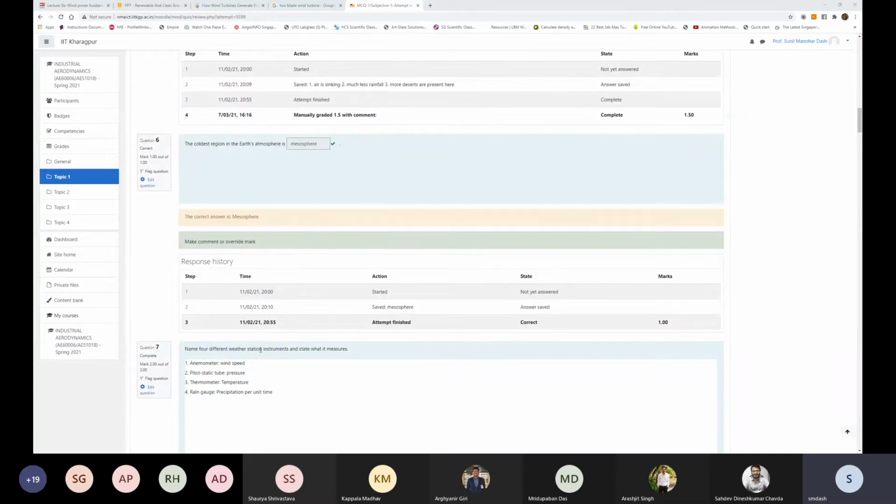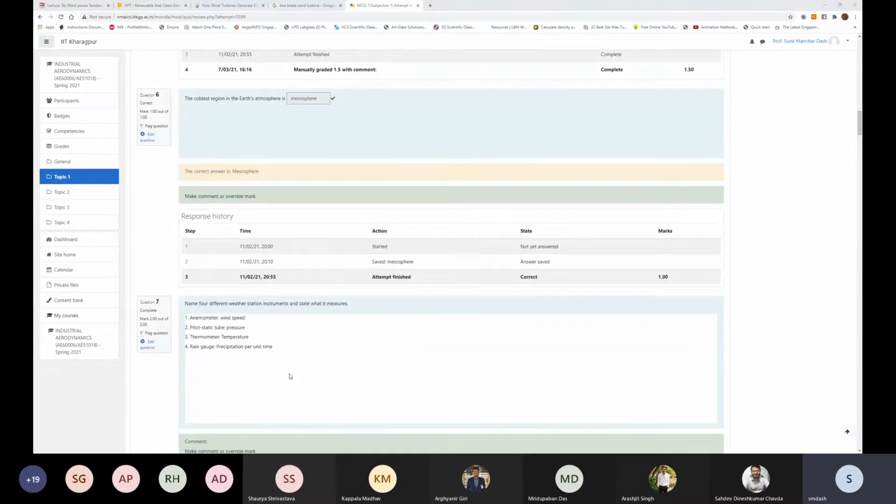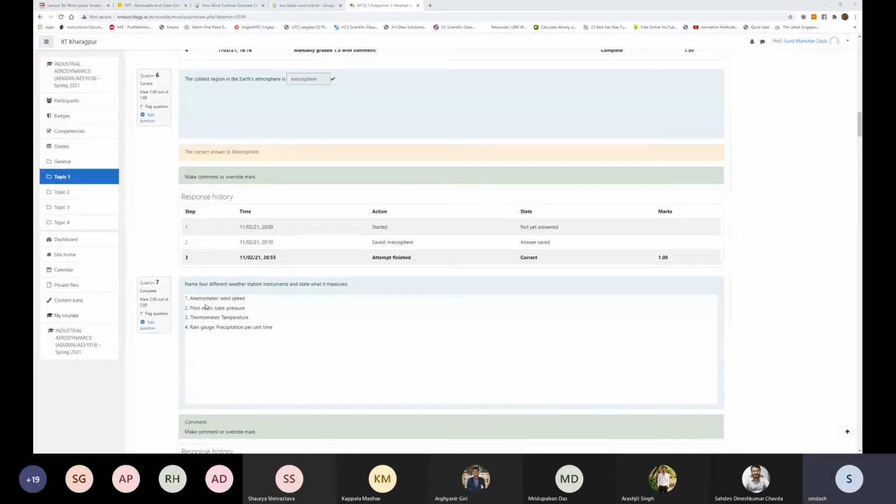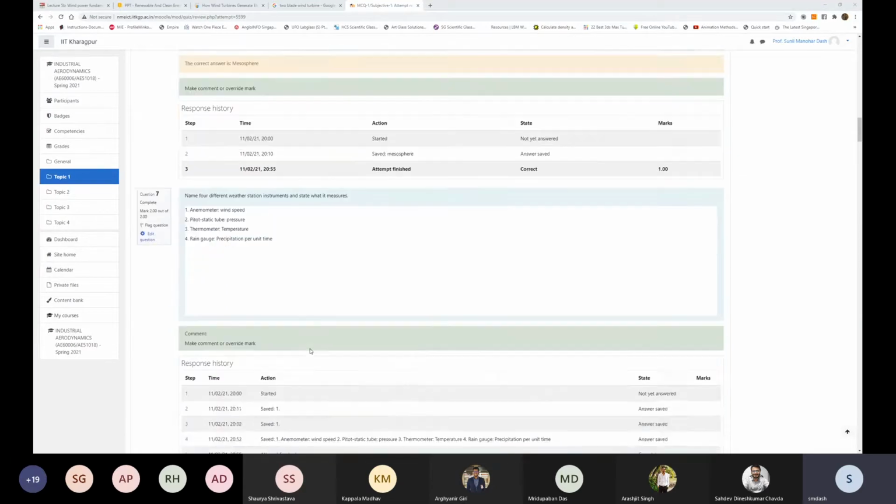Name 4 different weather station instruments and state what they measure. Okay, so there are several instruments we have already discussed. A few of them are, for example, the student has mentioned anemometer, pitot static tube, thermometer, rain gauge. Okay, so the corresponding applications are also mentioned here. So if you have mentioned, you will get 2 out of 2.